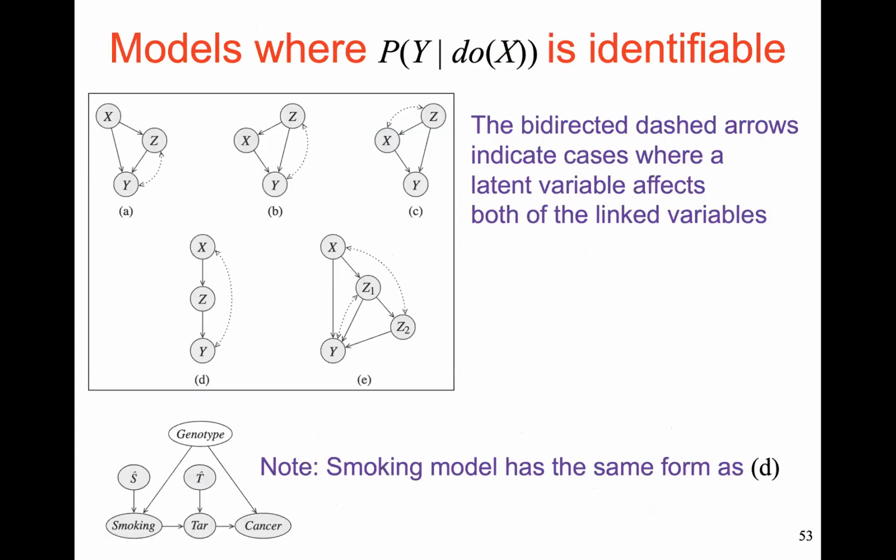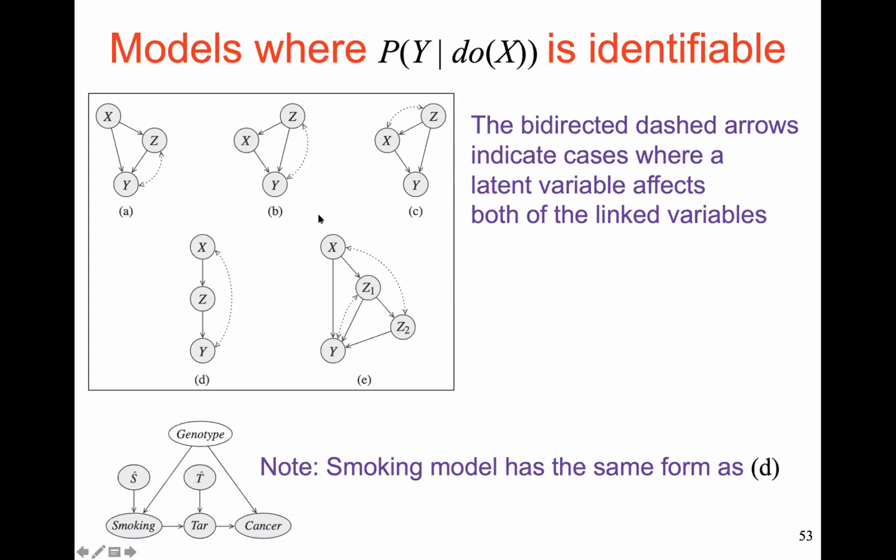So models where P(Y given do of X) is identifiable. There are certain models, if they have this nature, X to Y, X to Z, Z to Y, and there is some bidirectionality here. The bidirectional dashed arrows indicate cases where a latent variable affects both of these linked variables. In this case, we can actually get the value and then determine for ourselves whether this is causality or not.